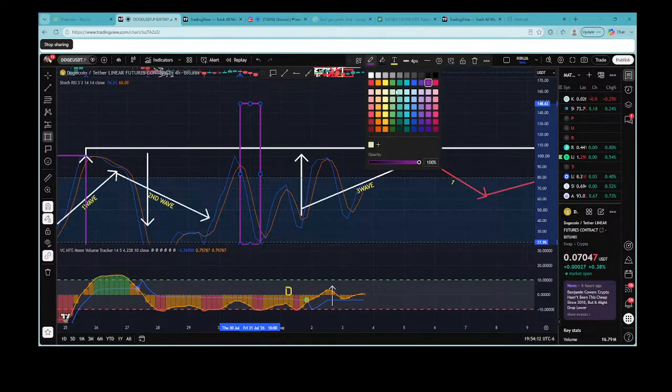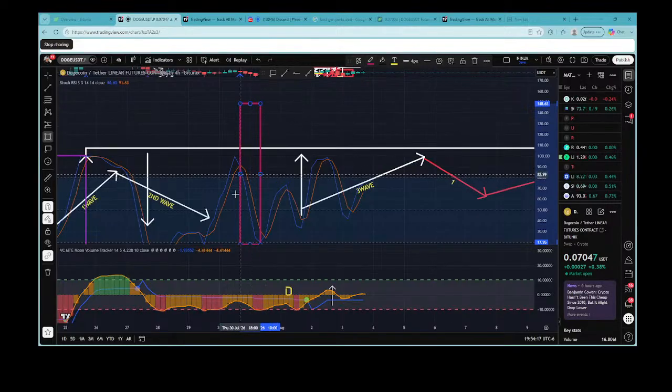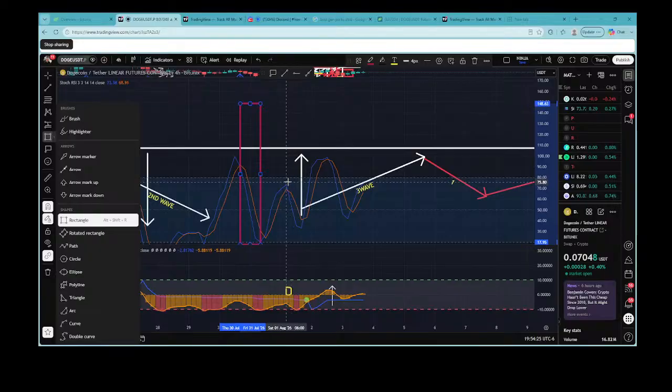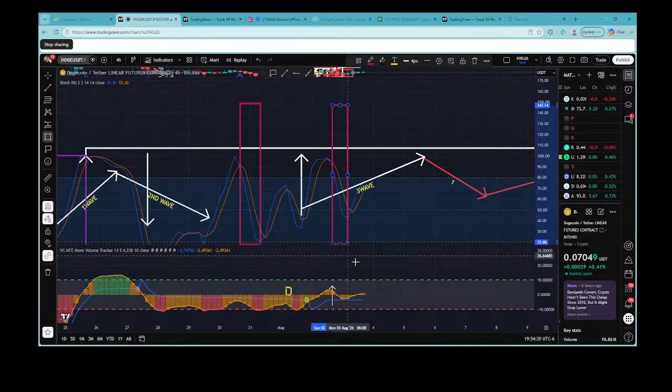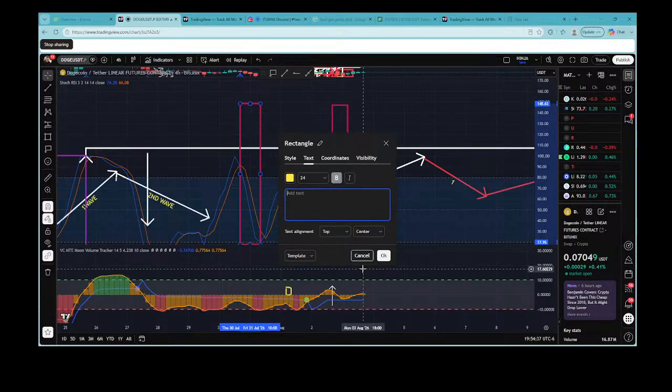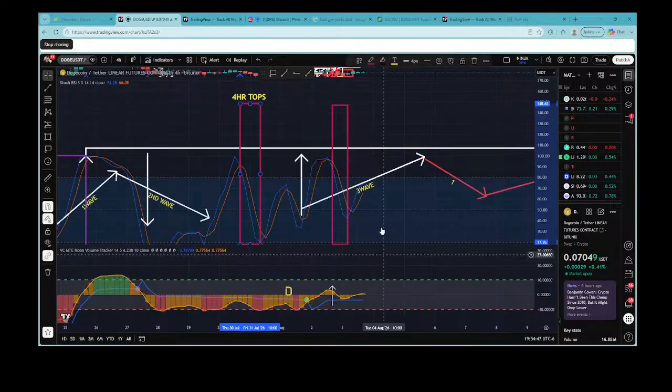And I'm going to make these high pink, right? This is just where a 4-hour has peaked to the top. It starts to pull back. And then the next top is here, and this is where it starts to pull back, right? So these are two things that we look at a little bit later. I'm just going to name them real quick. These are the 4-hour topped.